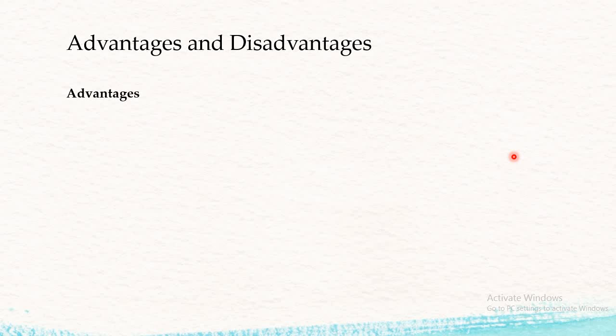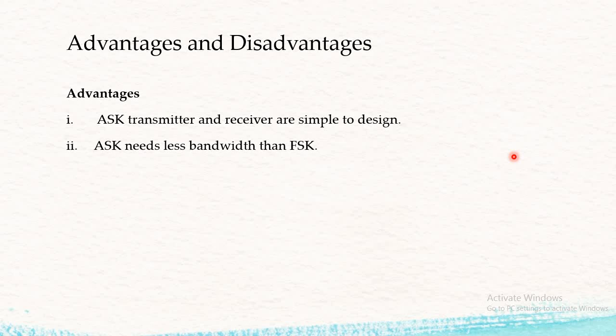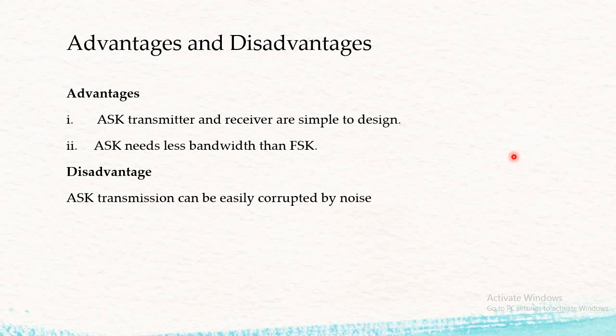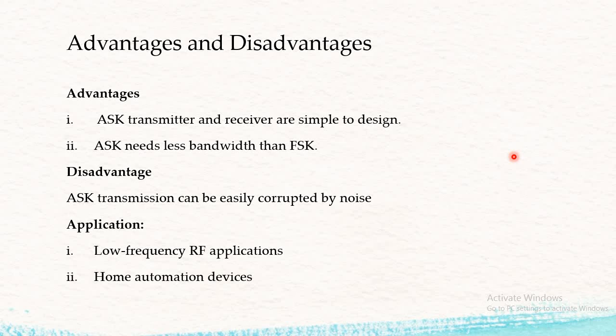Advantages and disadvantages. Advantages of ASK: ASK transmitters and receivers are simple to design. ASK needs less bandwidth than FSK. Disadvantages: ASK transmission can be easily corrupted by noise. Applications of ASK are low frequency RF applications, home automation devices, industrial network devices, and wireless base stations. So these are all the applications of using ASK.